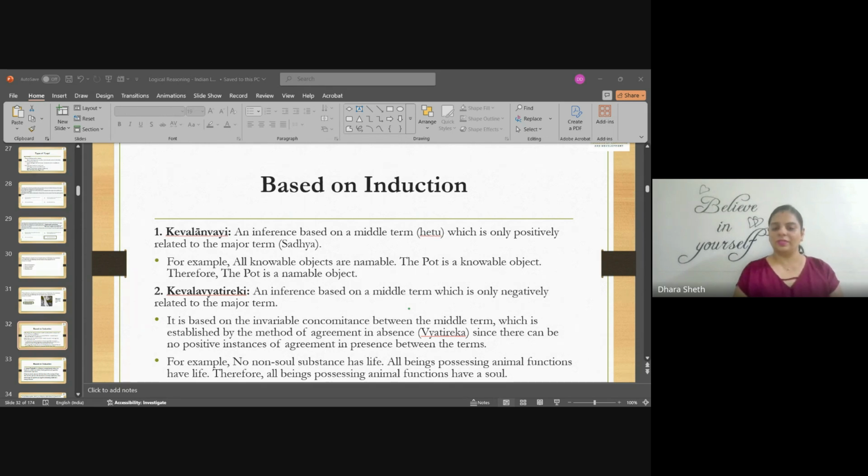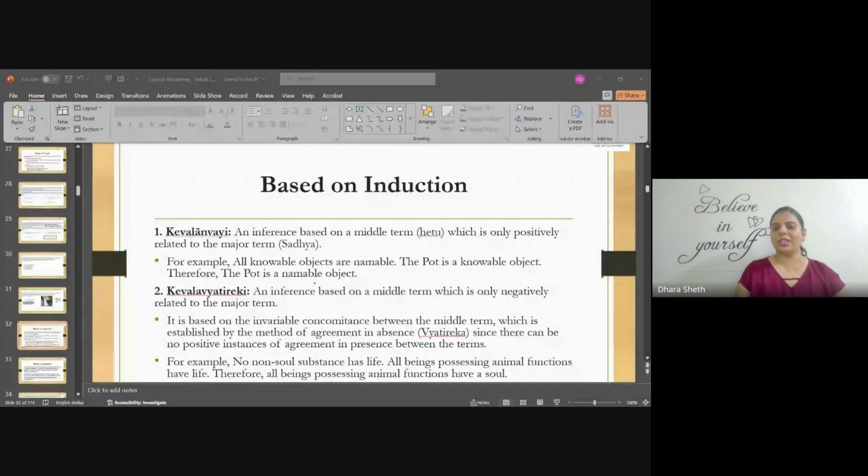But here it is such that the hetu, the reason, is only positively related to the sadhya. So if I say a hill has fire because it has smoke, the relationship between fire and smoke is such that smoke is related only positively to the fire. Where there is no smoke, there can still be fire. It is not negatively related.